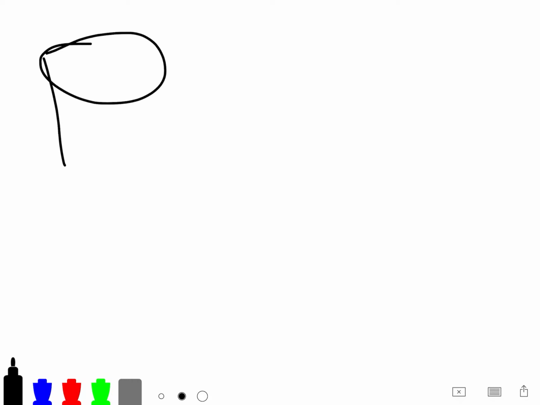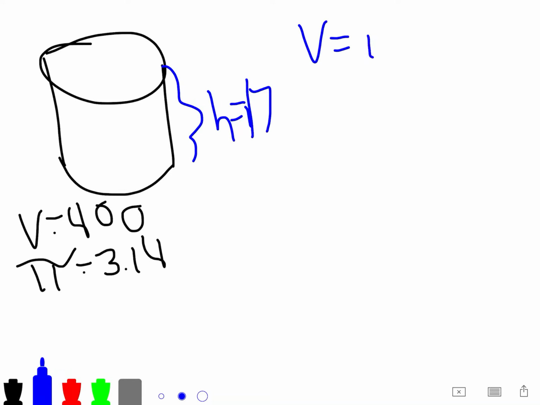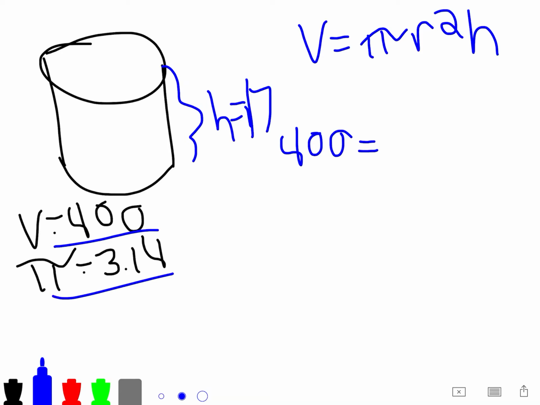Let's say that this time I had a volume of 400. Pi is always going to equal 3.14. And my height was 17. So let's say that volume equals pi r squared. That is the formula for a cylinder. We are given volume. Volume is 400, so 400 is equal to pi, which is 3.14, times r squared times height, which is 17.